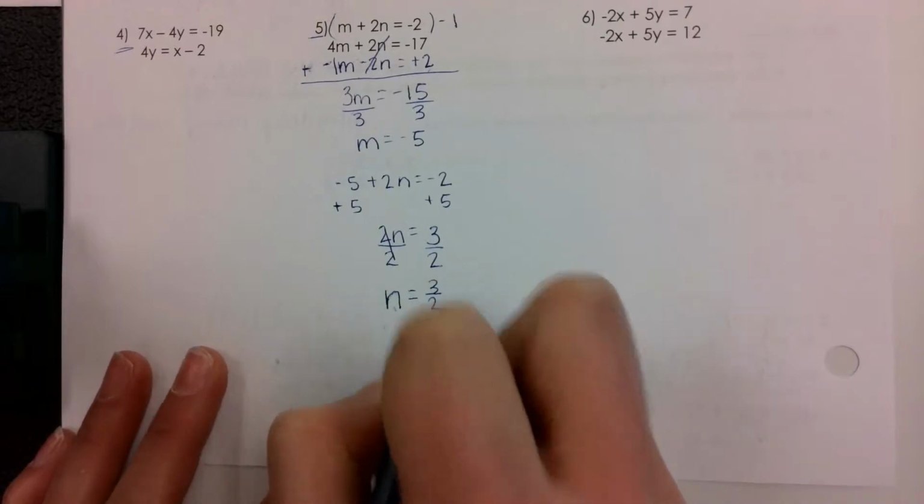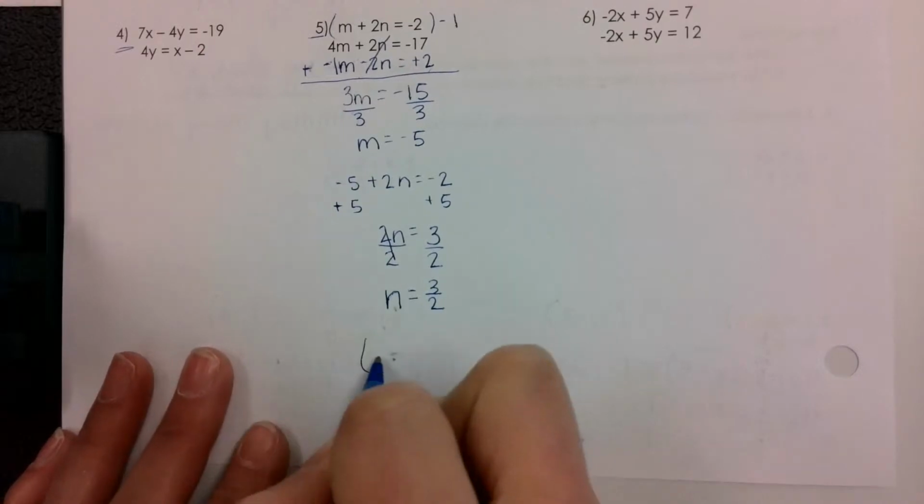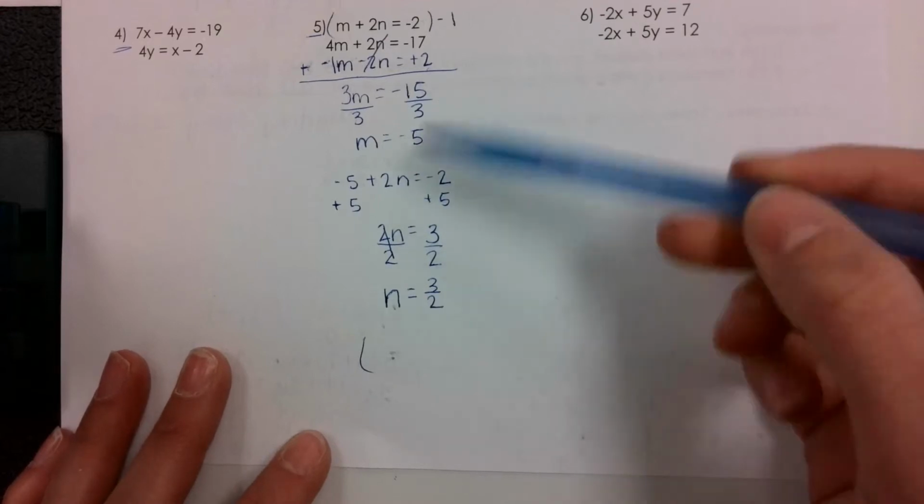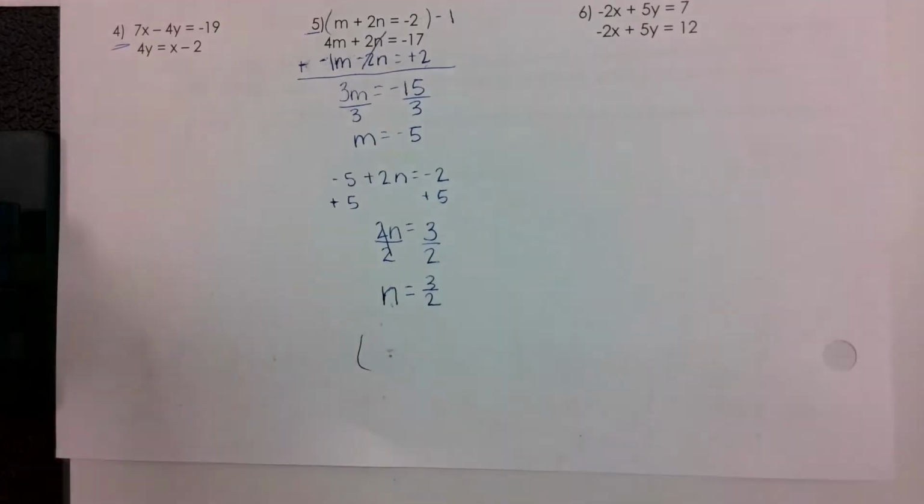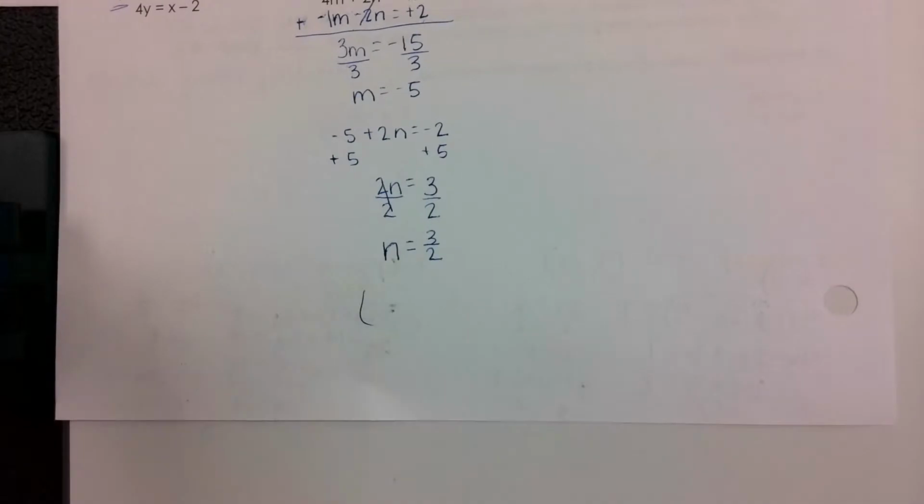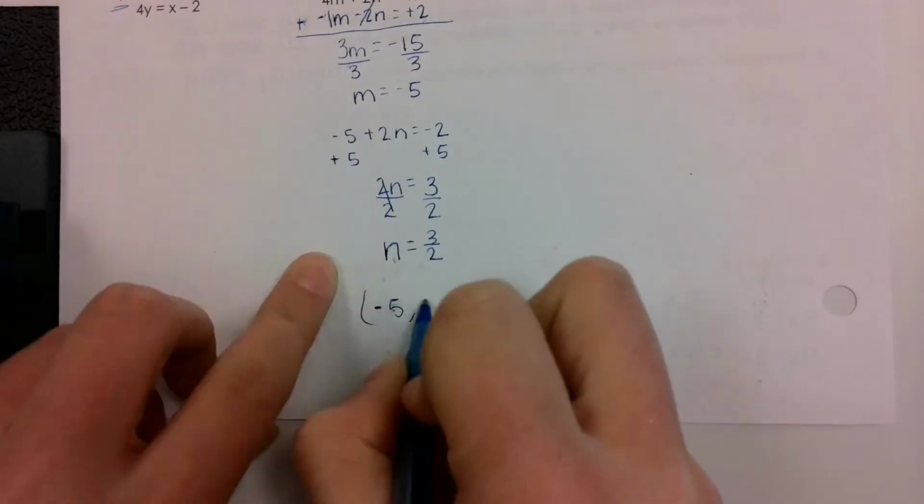How would we write our answer? What comes first? M or n? M, right? And in your ordered pair, usually we have x then y, right? And alphabetically, x still comes first. So m is going to come first. So if you've got variables other than x and y, you'll still just write your answer in alphabetical order. So we'll put m, negative 5, then n, which is 3 over 2.